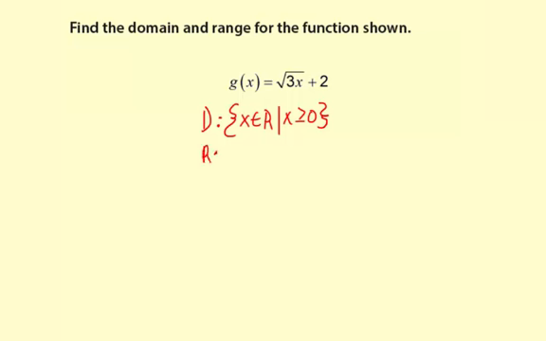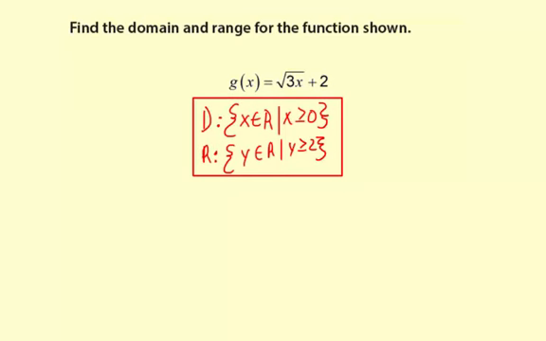Now the range is the set of all the outputs. Y is an element of the real numbers such that y is greater than or equal to 2. I remember when we were looking at the graph, we saw that 2 was the lowest point for the y values, or the outputs, and then the table increased after that, and so did the graph. Okay, so there's our domain and range for the function.